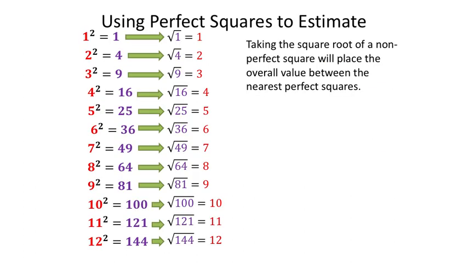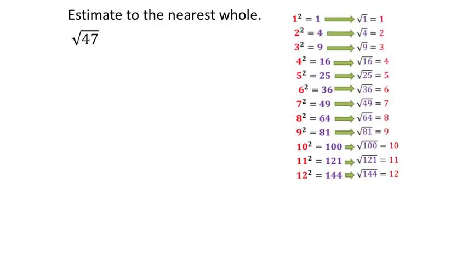Okay, if we're estimating, it's going to say, estimate this square root. What you want to do is find the closest ones to it that you can possibly find, the one above and one below. You just kind of have to estimate from there. So it says, take the square root of a non-perfect square and place the overall value between the nearest perfect squares. So we're going to need this list when we look at these. Like this example says, estimate to the nearest whole value.